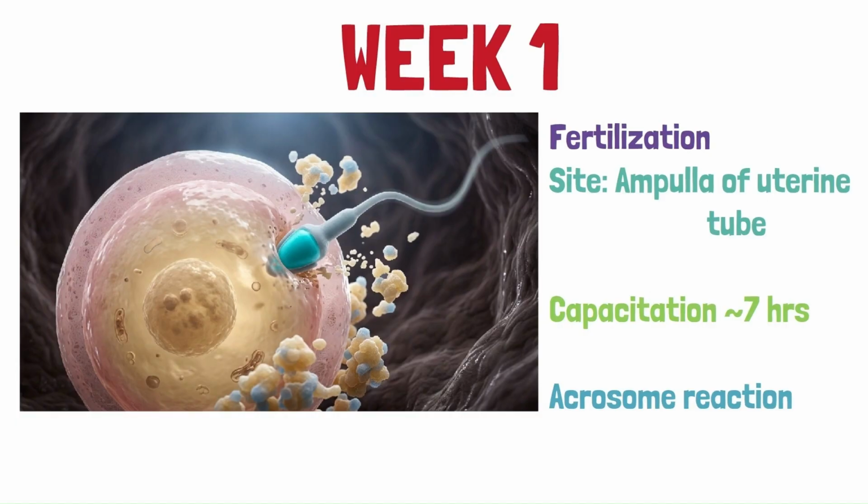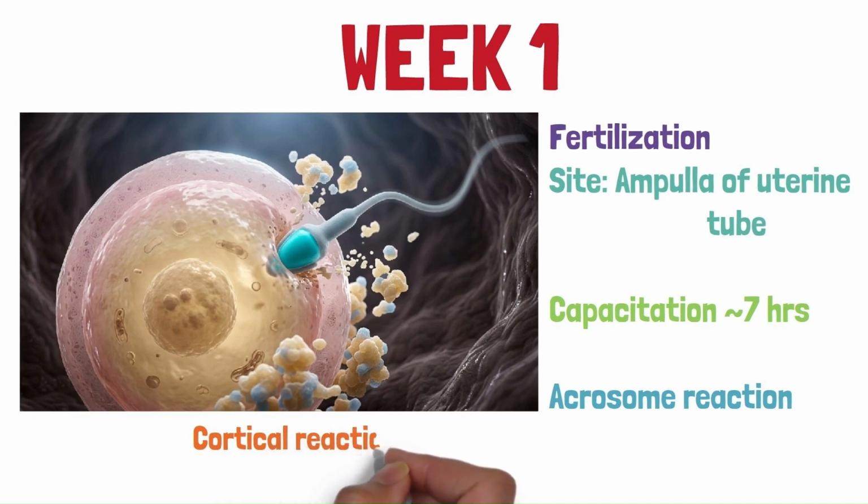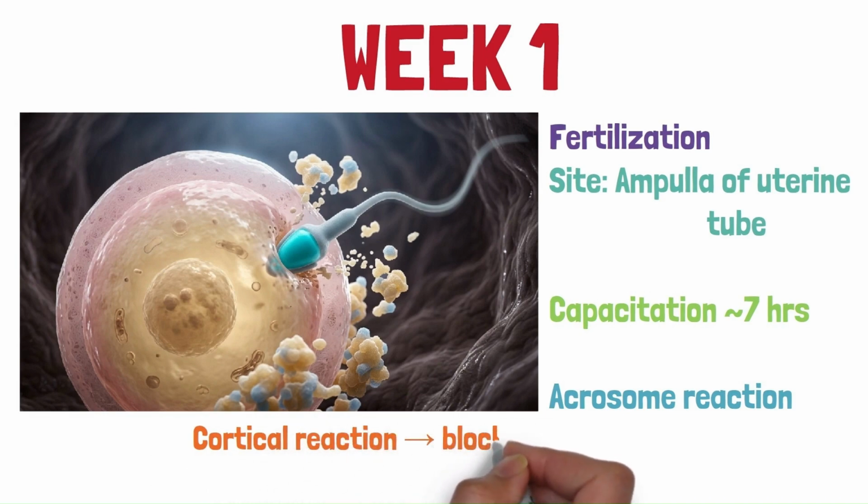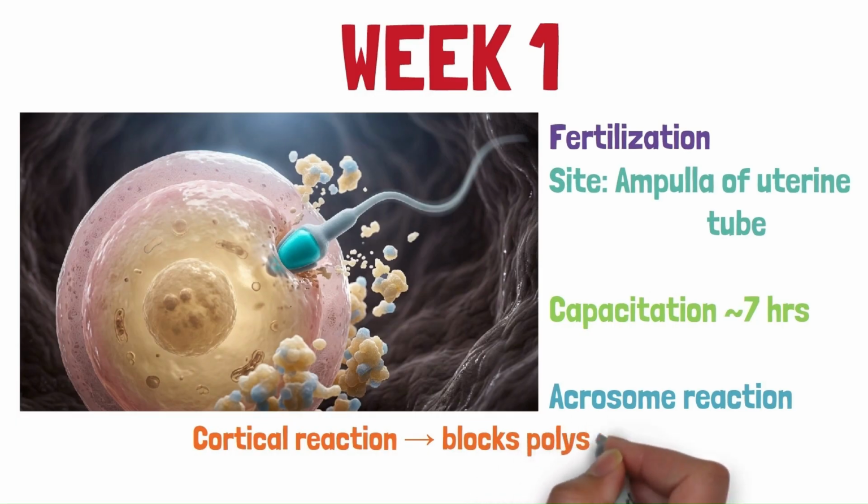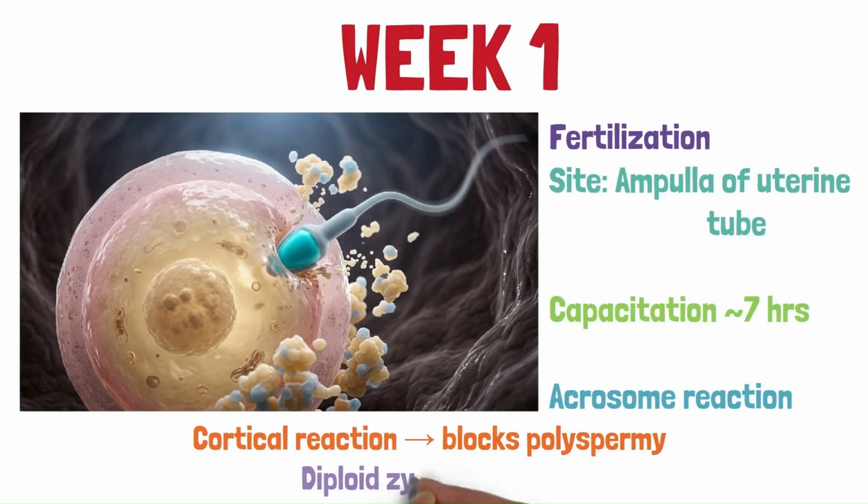Once one sperm gets in, your patient's egg cannot let a second one in. That would be lethal to the embryo. The cortical reaction hardens the zona pellucida within seconds, physically blocking polyspermy. The result is that the secondary oocyte finishes meiosis, the two pronuclei fuse, and you have a diploid zygote. That's day zero of a new human.